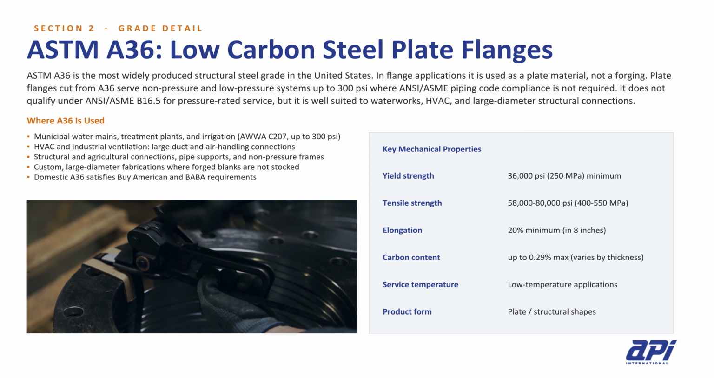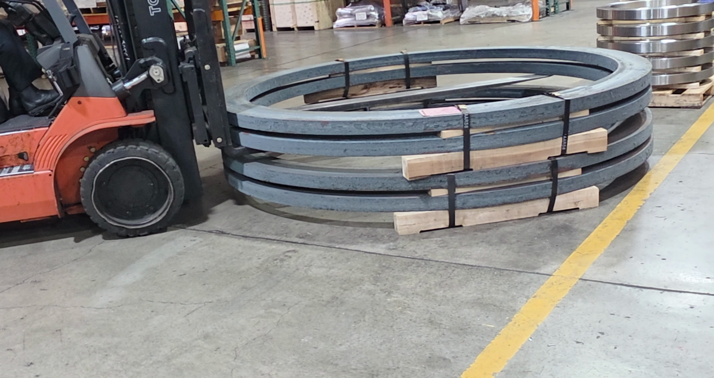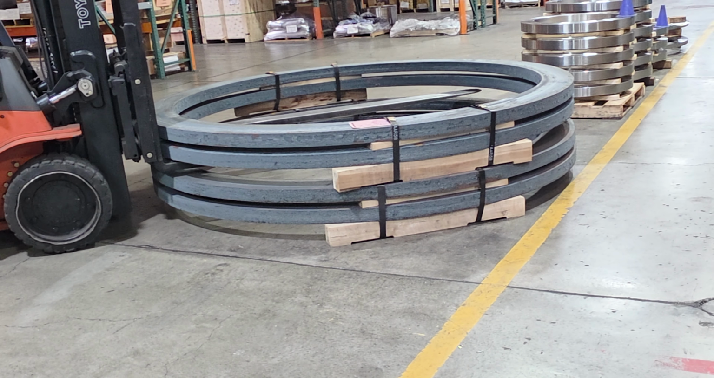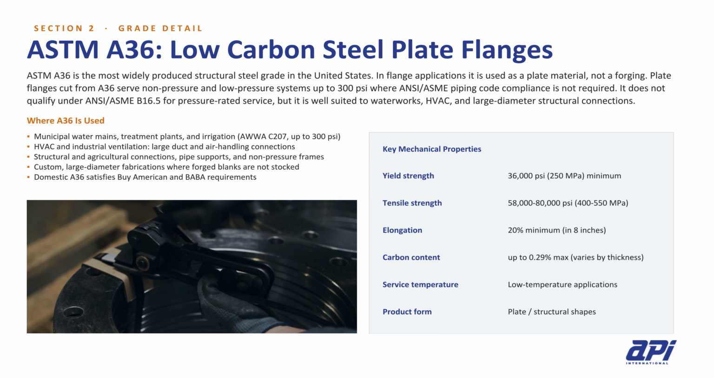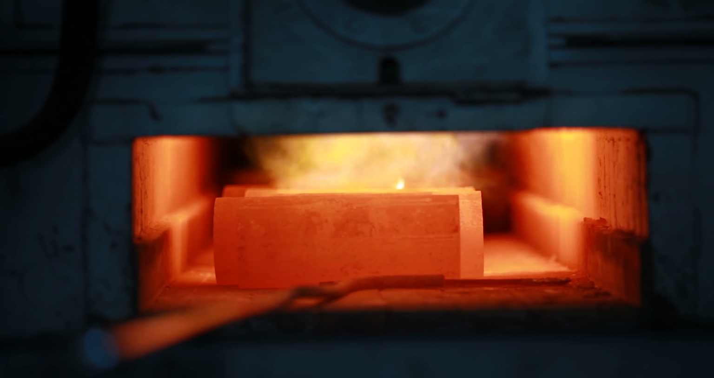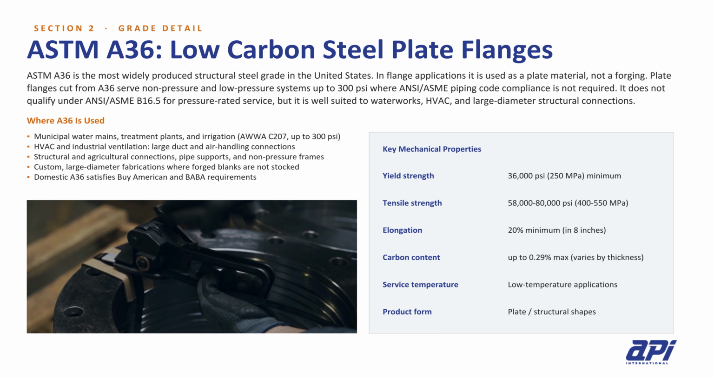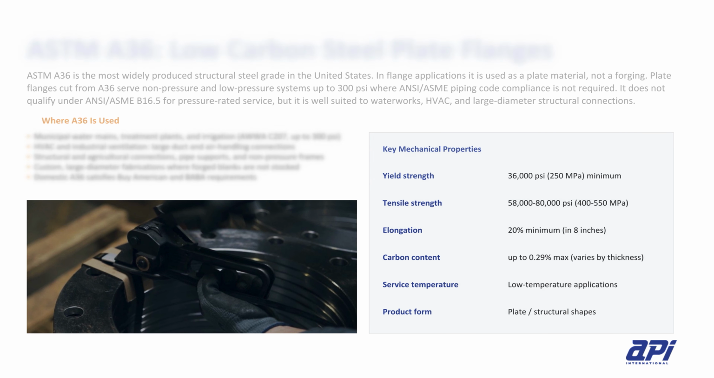You will find A36 plate flanges used in waterworks applications, HVAC, exhaust systems, and structural and agricultural work, such as pipe supports and frames. It is also a great choice for custom large diameter fabrications where forged blanks are not stocked. Domestic A36 also satisfies Build America, Buy America, and American Iron and Steel requirements. Q235 is China's standard for A36 carbon steel and can be used interchangeably, provided that there are no domestic requirements.